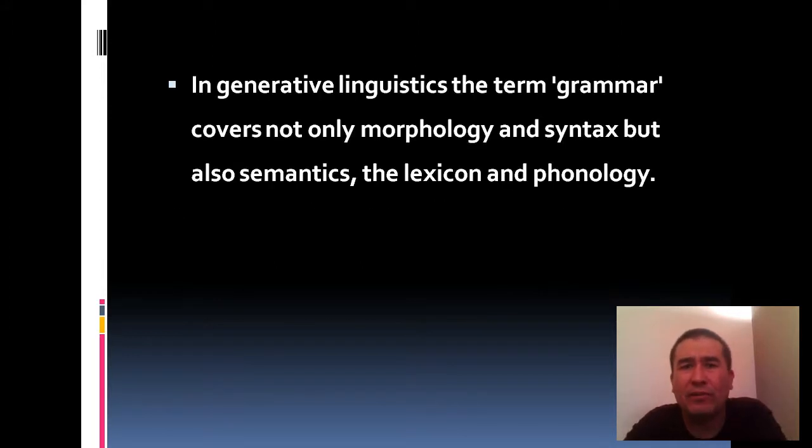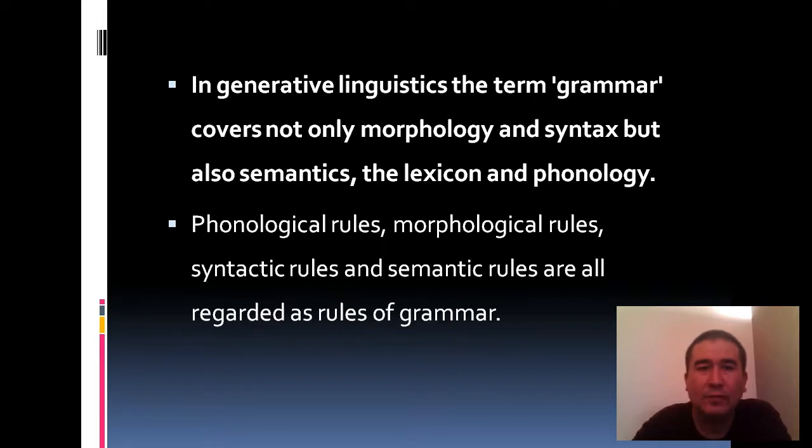In generative linguistics, the term grammar covers not only morphology and syntax, but also semantics, the lexicon and phonology. So, traditional grammar mainly deals with morphology and syntax, but generative grammar also pays attention to semantics, lexicon, and phonology. So you pay attention to every aspect of the language. Phonological rules, morphological rules, syntactical rules, and semantic rules are all regarded as rules of grammar. So in generative grammar, all of them are regarded as rules of grammar.